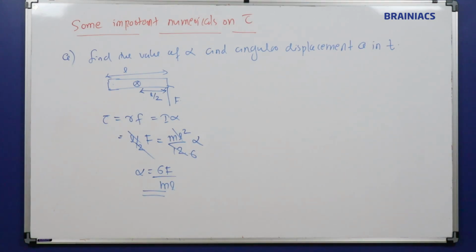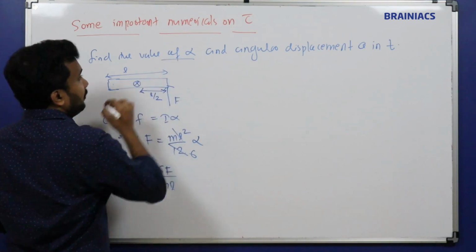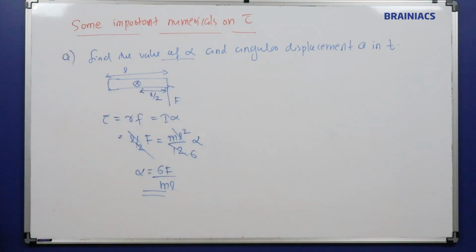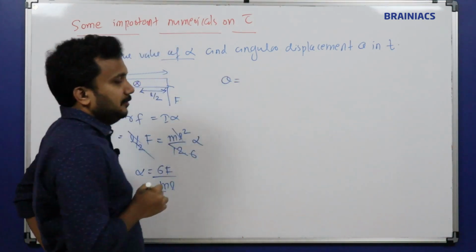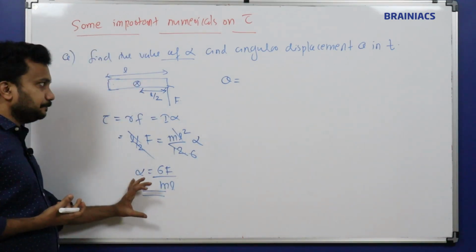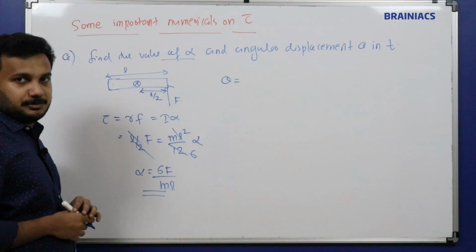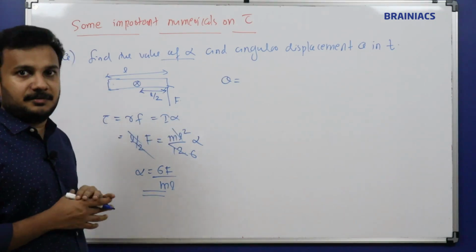Next we have to find out the value of angular displacement. So the value of alpha we calculated. How to find out the angular displacement? We will apply the equations. We know we got alpha. Alpha only depends upon the force. Here the given force is equal to F.